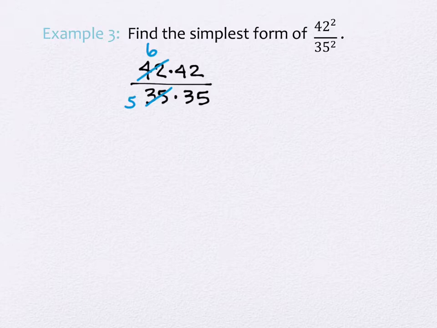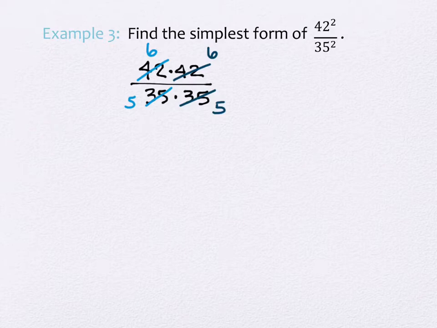Just a little darker. But I can do that again, yes? I can also divide this 42 and this 35, again, by the same 7, and I will get a 6 and a 5. Now notice on top, all I've got are 6s, which break down into 2s and 3s, and all I got on the bottom is 5s. So there's nothing that the 6 and the 5 have in common, right? Which means there's no more reducing that I can do.